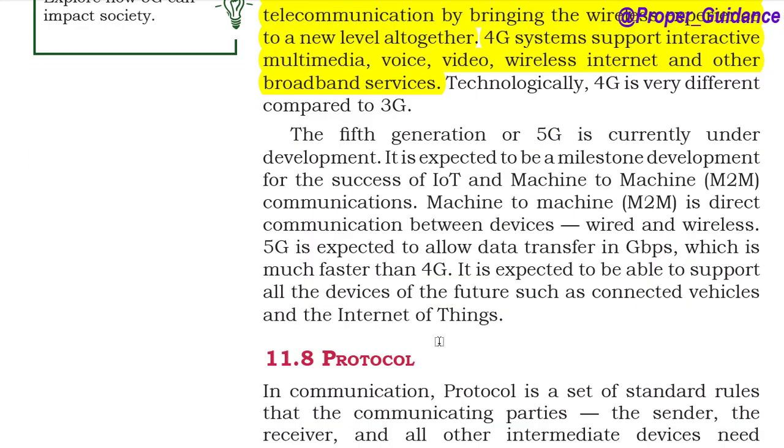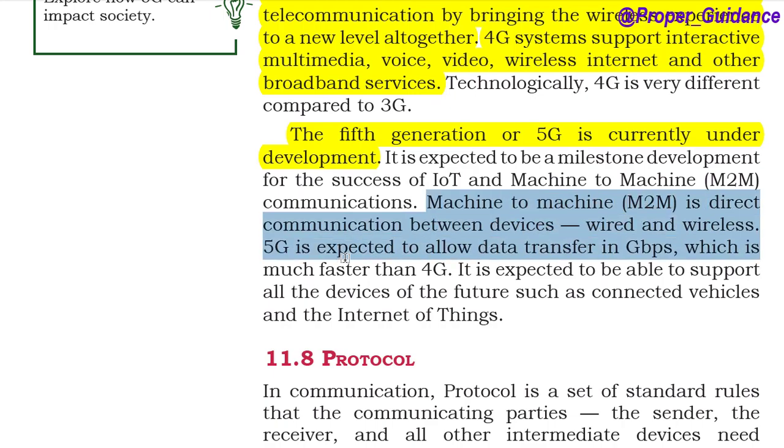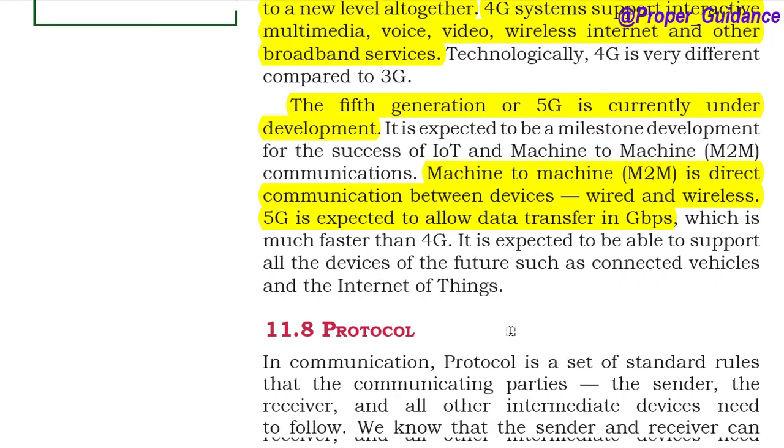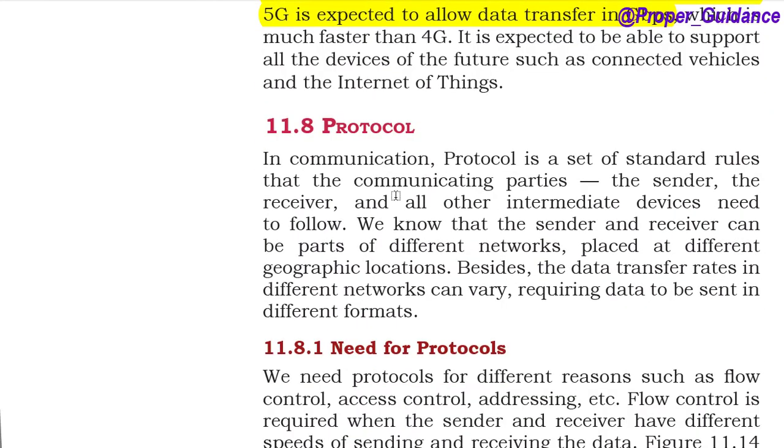The 5th generation or 5G is currently under development. It is expected to be a milestone development. Already this is in our today's world. Machine to machine is direct communication between devices, wired and wireless. Okay, 5G allows data transfer in Gbps, which is much faster than 4G. It is expected to be able to support all the devices of the future, connected vehicles. Okay, so these are all about generations of mobile phone.